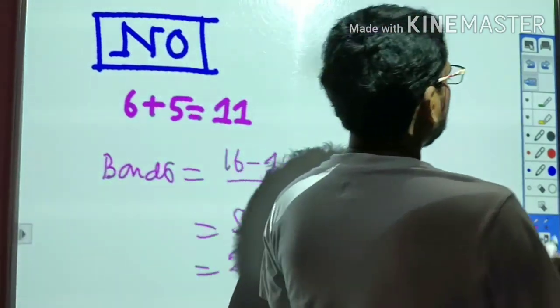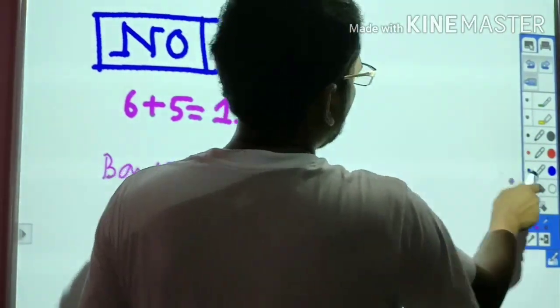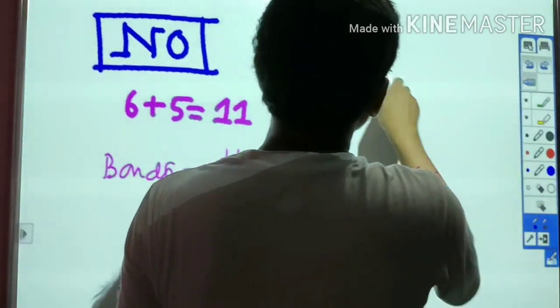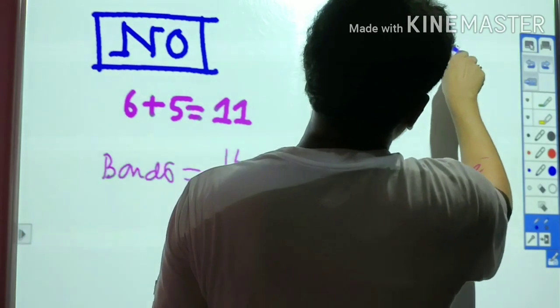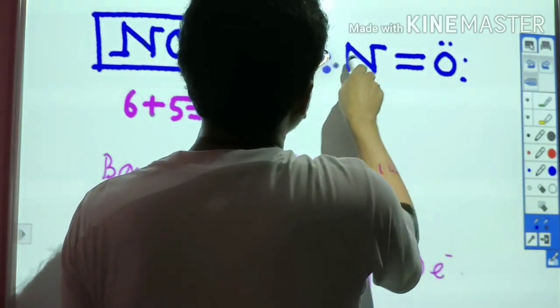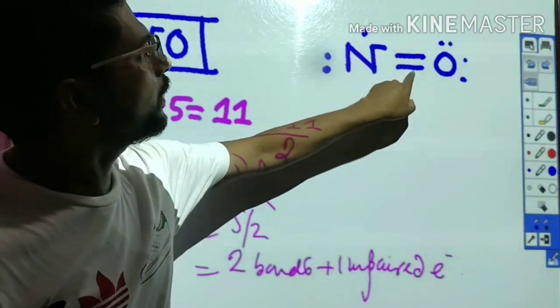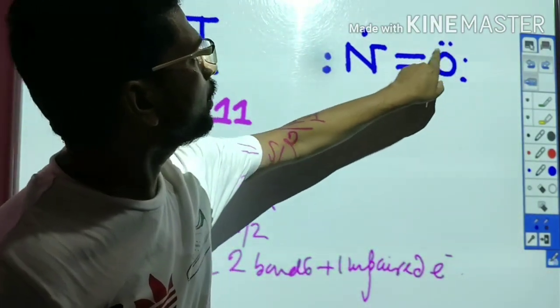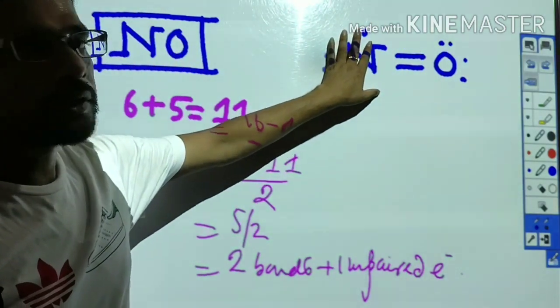That's all. So if you draw that one, let me show you. This is the Lewis structure. N double bonded O. Nitrogen is 5: 1, 2, 3, 4, 5. Oxygen 6: 1, 2, 3, 4, 5, 6. Oxygen is happy. Nitrogen did not fulfill the octet.